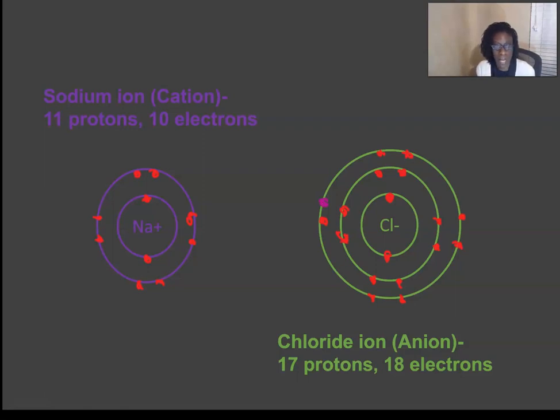The chloride ion has 17 protons, again not pictured, and 18 electrons represented by the red and purple circles. So this ion has fewer protons. It has more electrons than it does protons. So that's going to give the ion an extra negative charge, which makes it an anion.